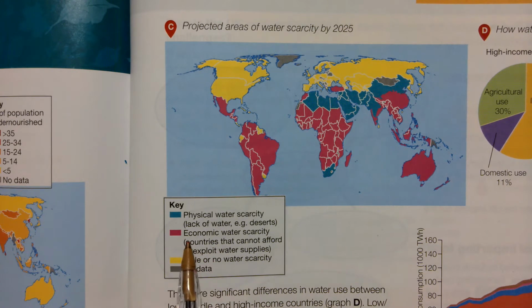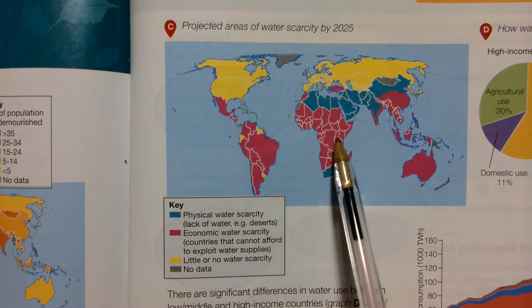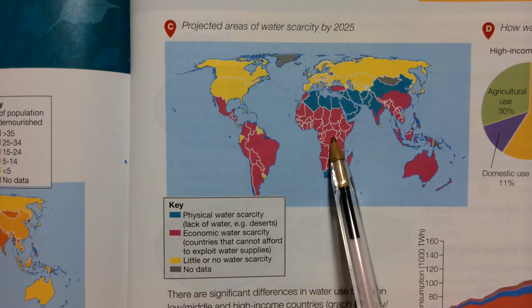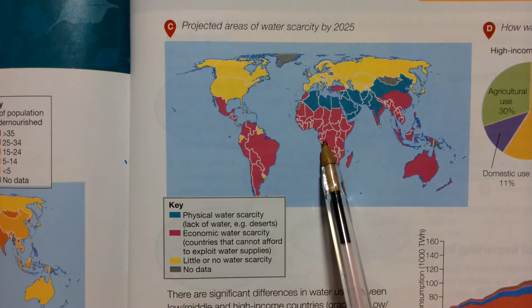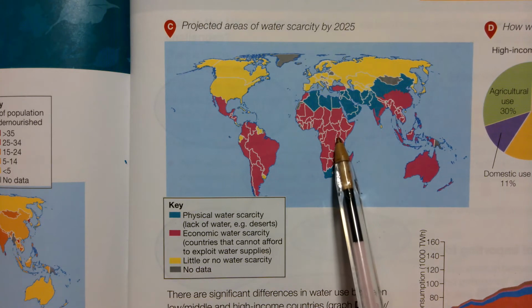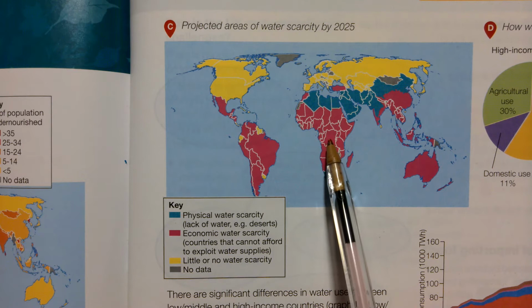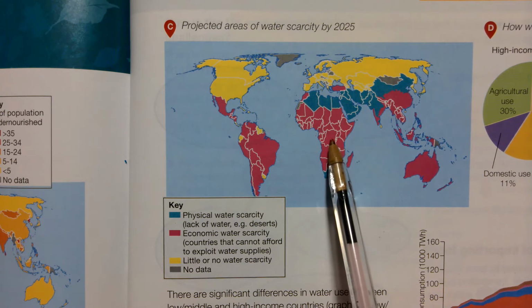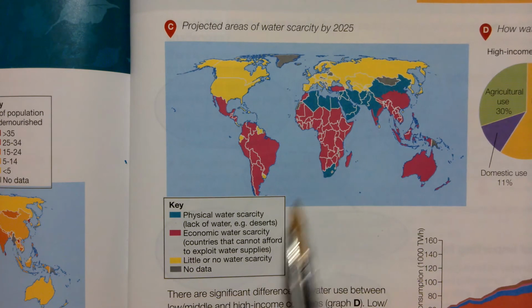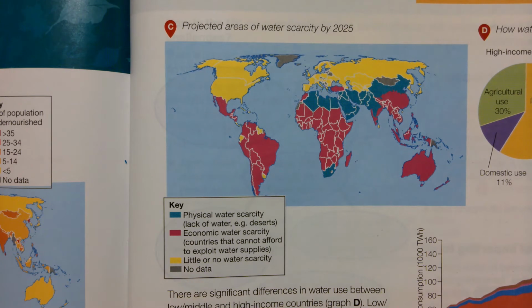Then we have economic water scarcity. That means that countries can't afford to exploit or make use of their water supplies. So for example, DRC has one of the world's largest rivers running through it. But because it's a poor country, it can't make full use of that resource, and so there is an economic water scarcity because of its level of development.